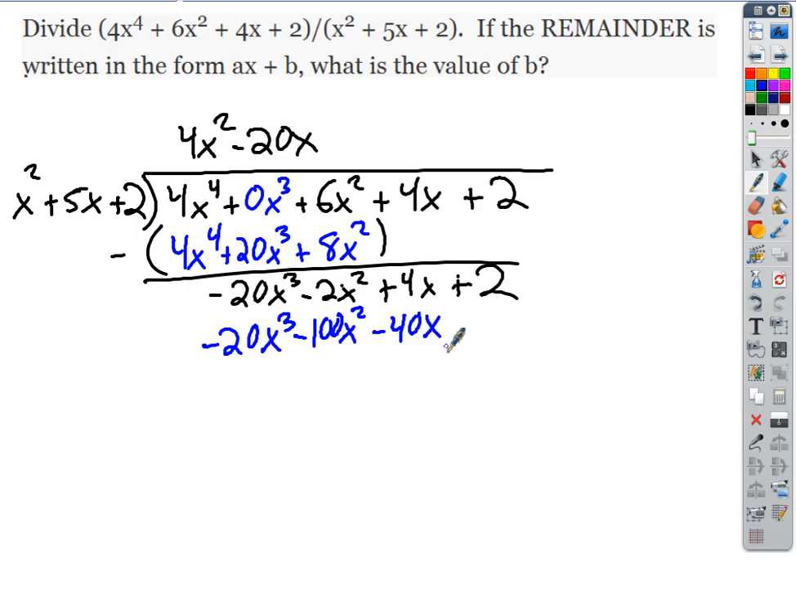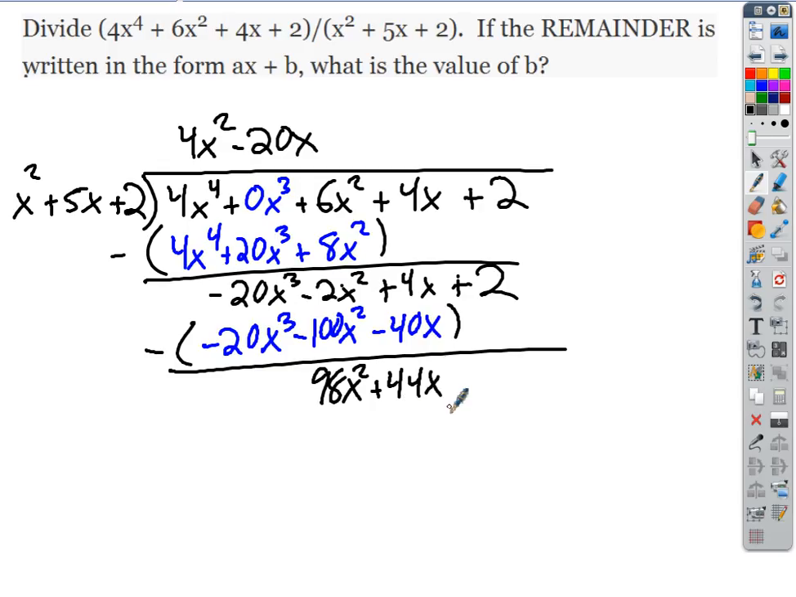So negative 20x cubed minus negative 20x cubed cancels. Negative 2x squared minus negative 100x squared. Good, so we're adding the 100, so we get 98. 4x minus negative 40x. And then we bring the 2 down. Okay, last time through here. x squared times what is 98x squared? 98. Okay.